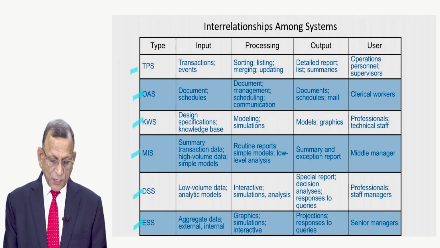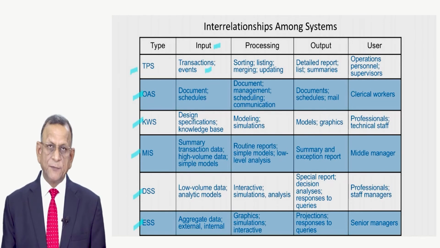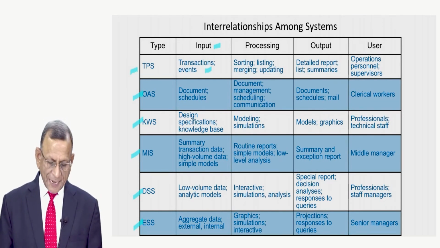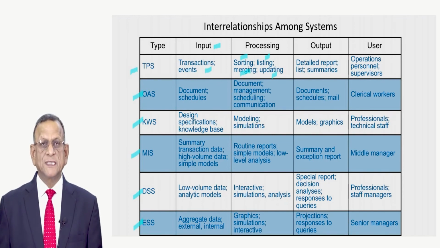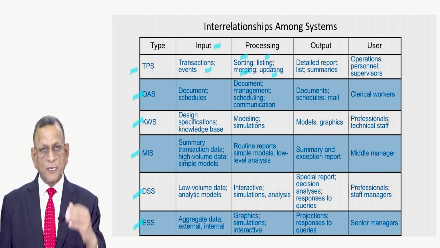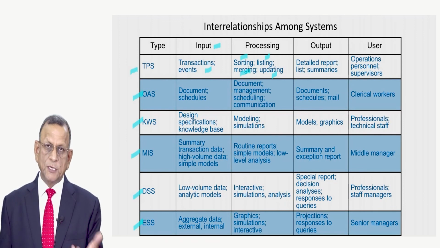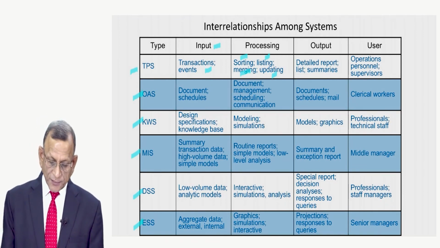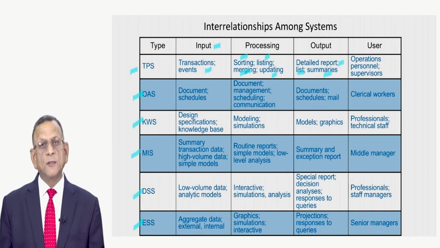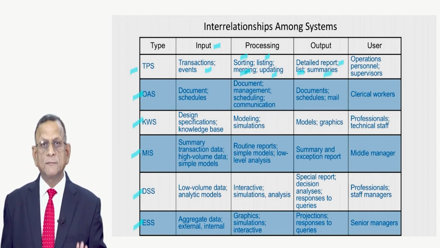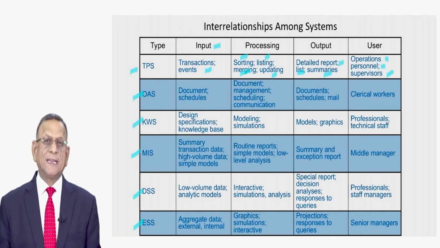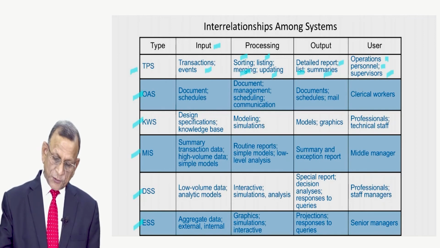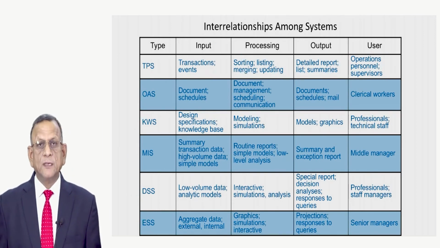At TPS, what is the input? Transactions and events. What kind of processing is happening? Sorting, listing, merging, updating. Some data is always there. So you are either sorting, listing, merging or updating. Output is a little detailed report, lists, summaries. A bill is also a summary. Who is going to use it? Operations personnel or supervisors, those who are doing this billing job at the counter.